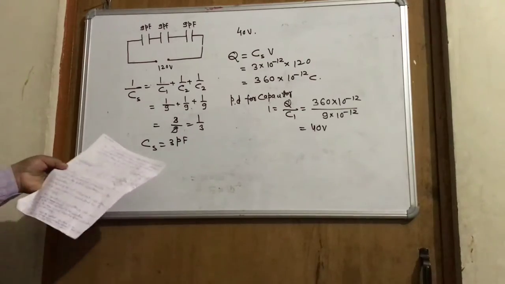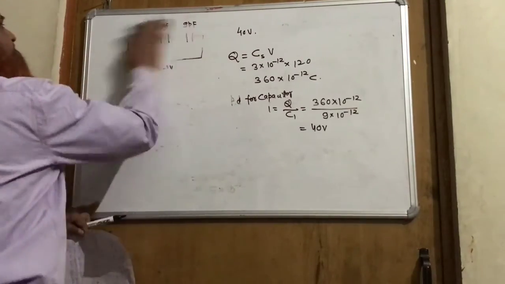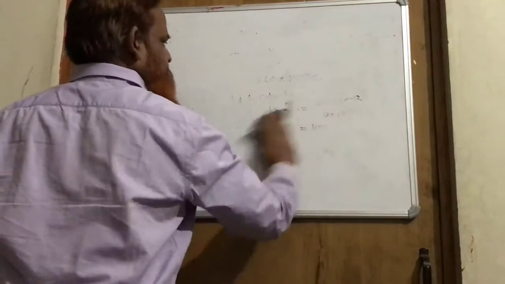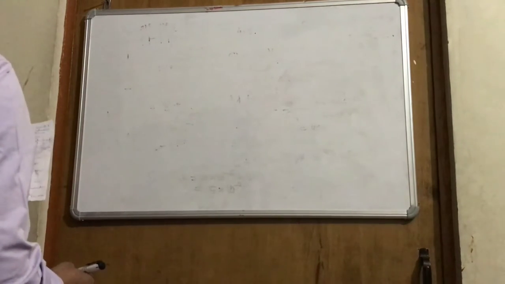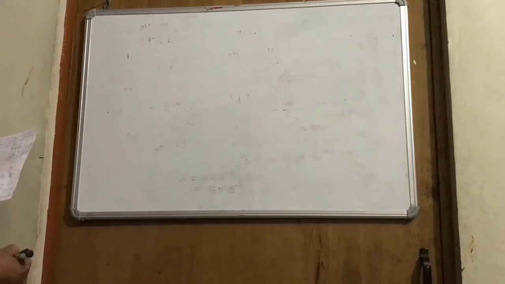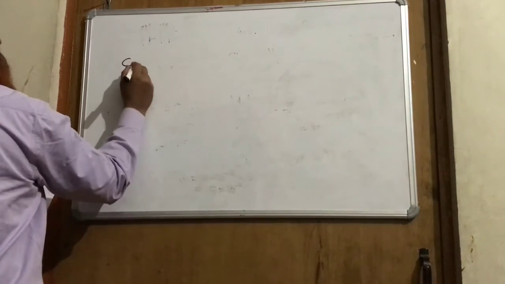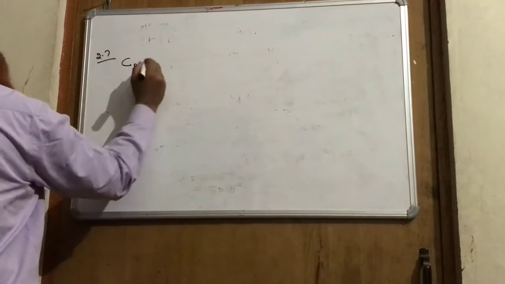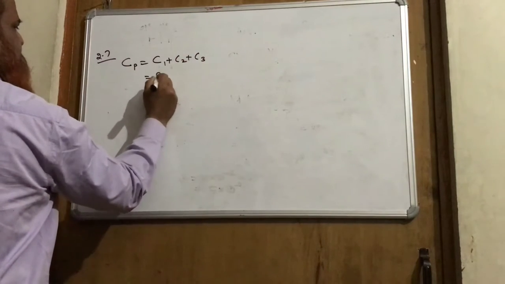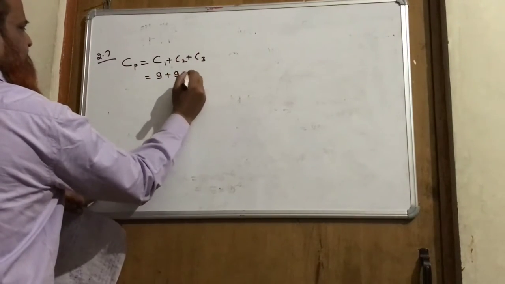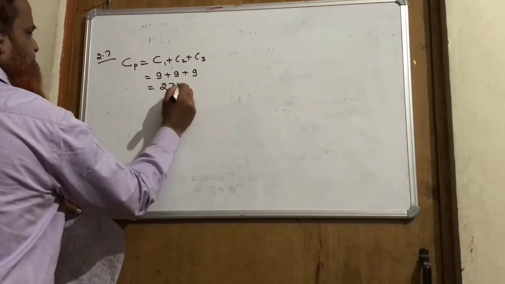Now another question, 2.7 of your textbook. Three capacitors of capacitance 9 picofarad are connected in parallel. What is the total capacitance of the combination? CP is equal to C1 plus C2 plus C3. Each is 9, so it will be 27 picofarad.